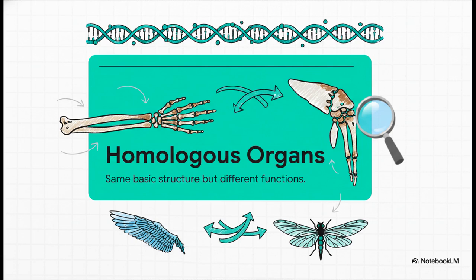Just look at our limbs. A human arm and a whale flipper are what we call homologous organs. They are built from the exact same underlying embryonic foundation, but genetics have modified them over time to be used for completely different tasks. This is totally different from analogous organs, like a bird wing and an insect wing. Those evolved from completely different origins just to achieve the exact same function, flight.